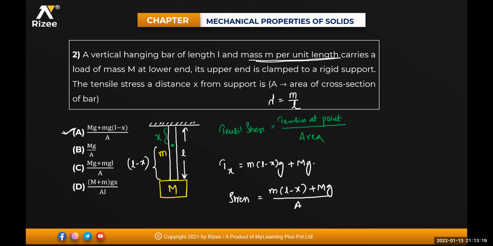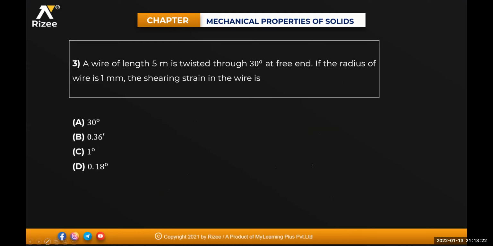Sure. Next one. A wire of length 5 meter is being twisted by an angle of 30 degrees at the free end. If the radius of the wire is 1 mm, the shearing strain will be equal to how much? Shearing strain formula: tan phi is equal to how much, beta? Tan phi is equal to x by L, isn't it? So it's asking us the value of phi.